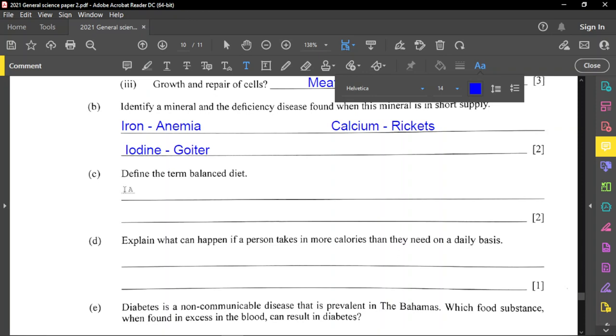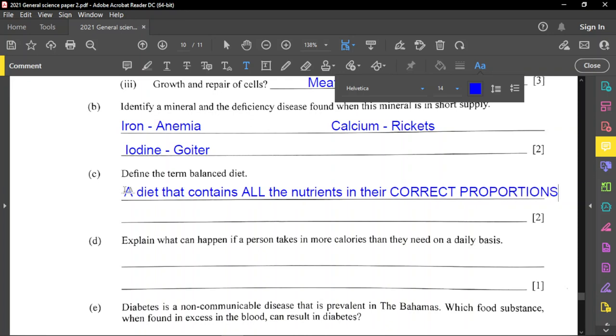So a balanced diet is a diet that contains all, and put this in uppercase, all the nutrients in their correct proportions. All right, so make sure you highlight all and proportion. Very important there. So they must be in the correct amount. Again, I'm saying that because not everybody will have the same balanced diet. It depends on a number of different factors.